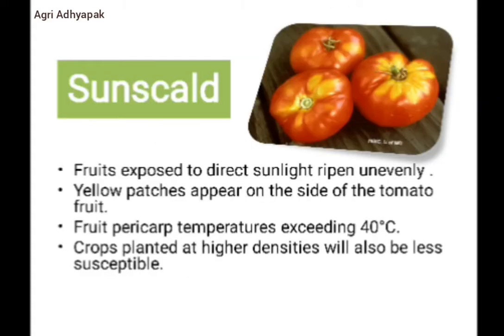The third one is sunscald. Sunscald is majorly developed due to the wider spacing followed in the tomato field. Due to wider spacing or fewer plants in the field, sunlight is directly exposed to the fruit and causes sunscald. Yellow patches appearing on the side of the tomato fruit are the major symptom, and a fruit pericarp temperature exceeding 40 degrees is also a reason. The control can be done by planting crops at higher densities.